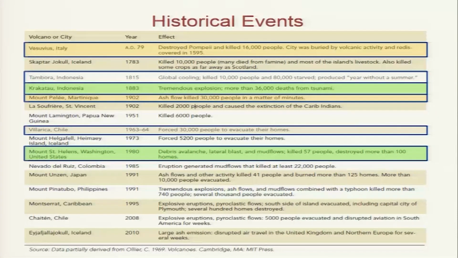Then we have Mount St. Helens in Washington, 1980. Debris avalanche, which I was showing in the previous photographs, the Johnston Ridge and all that, and lateral blast and mud flows. This mud flow is what we were talking about. If you have magma plus snow, it will result in lahar flows. So this happened. Now, very interesting, the eruption was very deadly, yet only 57 people were killed.